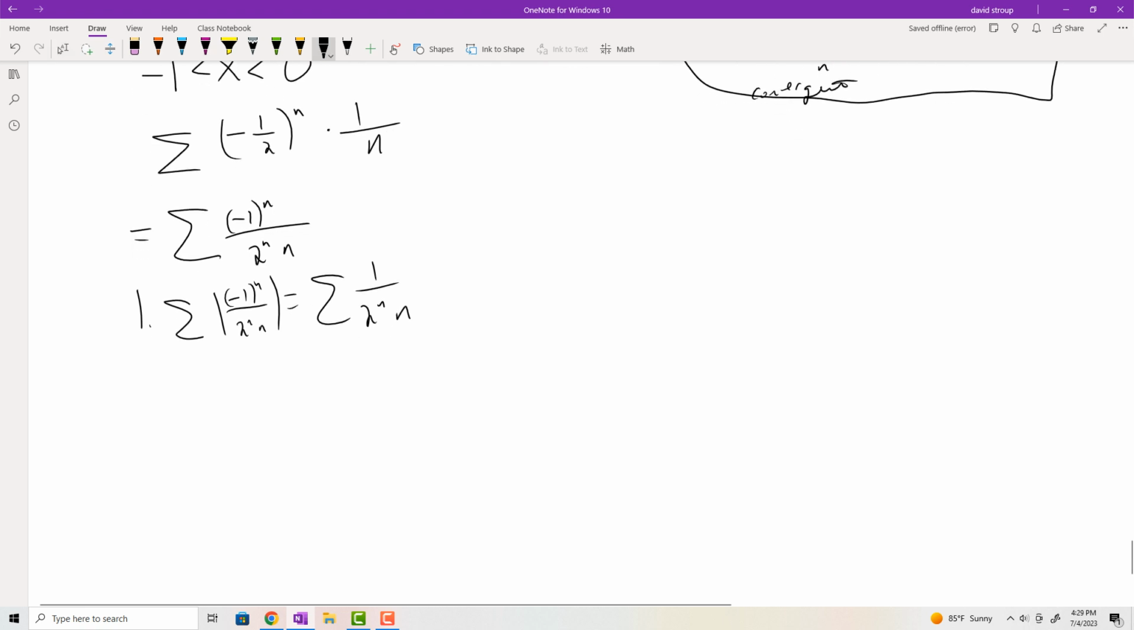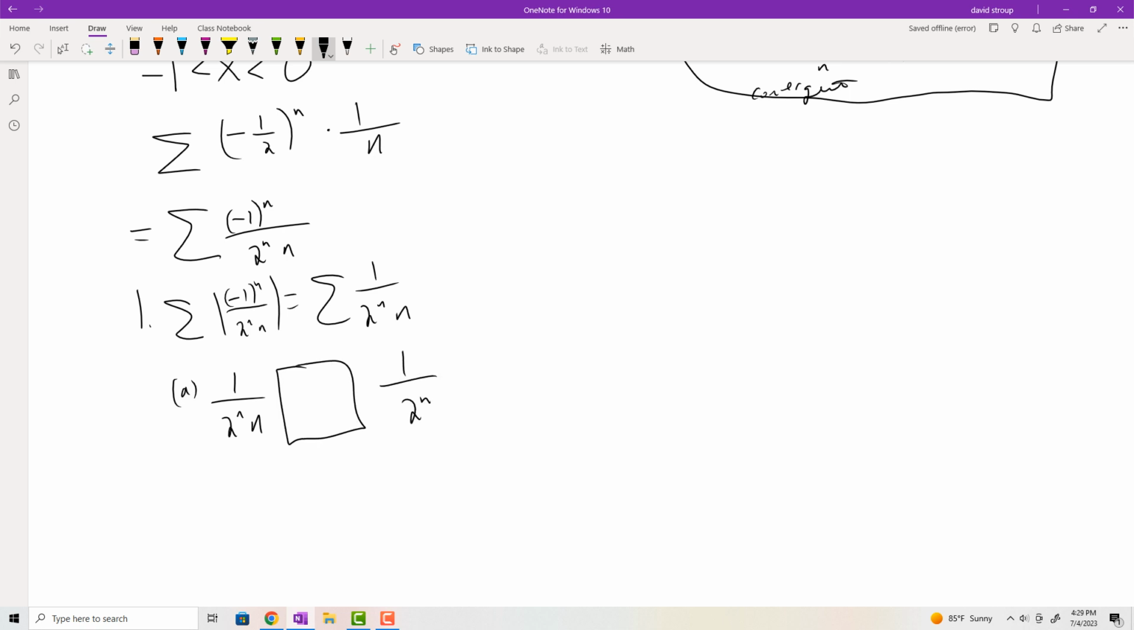You can compare it, do your direct comparison, and that's a geometric series on top. Hence, it's absolutely convergent.